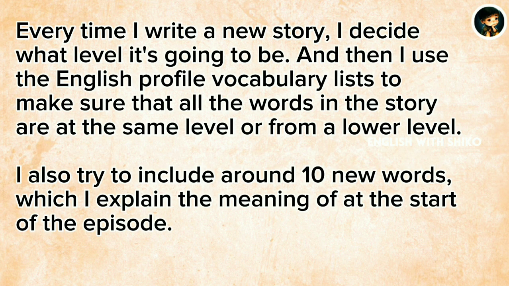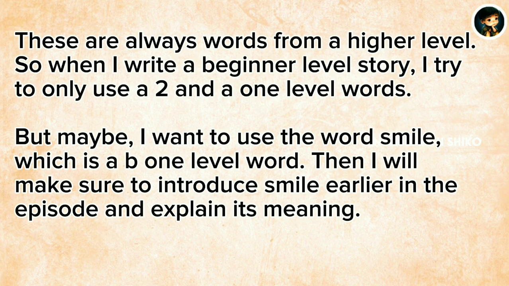Every time I write a new story, I decide what level it's going to be, and then I use the English Profile vocabulary lists to make sure that all the words in the story are at the same level or from a lower level. I also try to include around 10 new words, which I explain the meaning of at the start of the episode. These are always words from a higher level. So when I write a beginner level story, I try to only use A2 and A1 level words, but maybe I want to use the word "smile", which is a B1 level word. Then I will make sure to introduce "smile" earlier in the episode and explain its meaning.